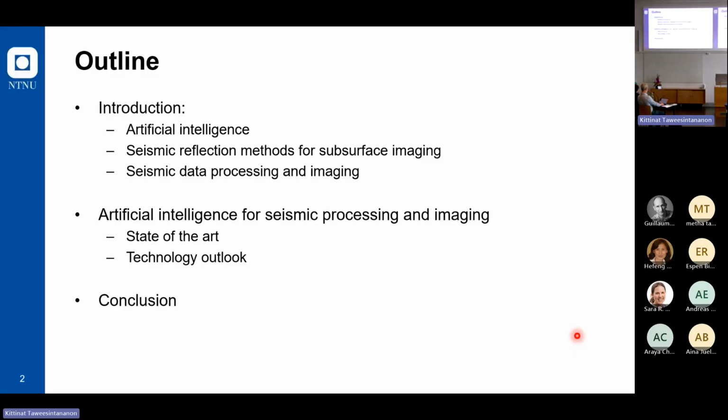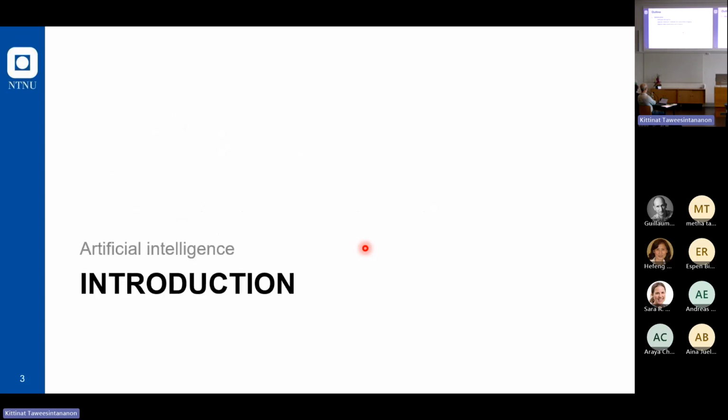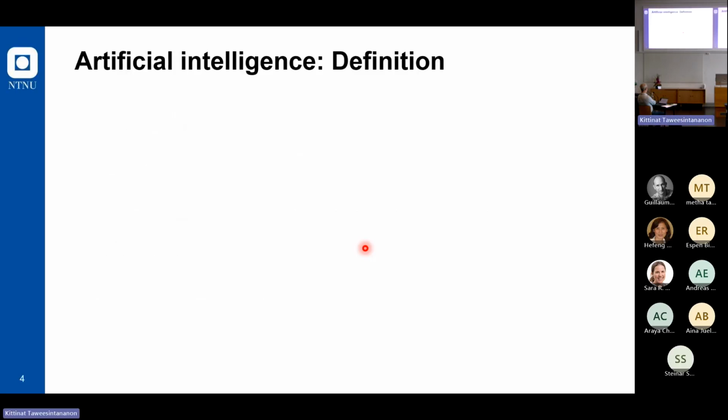So the outline of the talk starts with the introduction. I will give you a basic idea of what artificial intelligence is. And then I will introduce, in case somebody doesn't have much background, the seismic reflection method for subsurface imaging, and then data processing and imaging. And then I will go into showing some recent applications of AI, or artificial intelligence, for seismic processing, and then conclude the talk. So first, the definition of artificial intelligence.